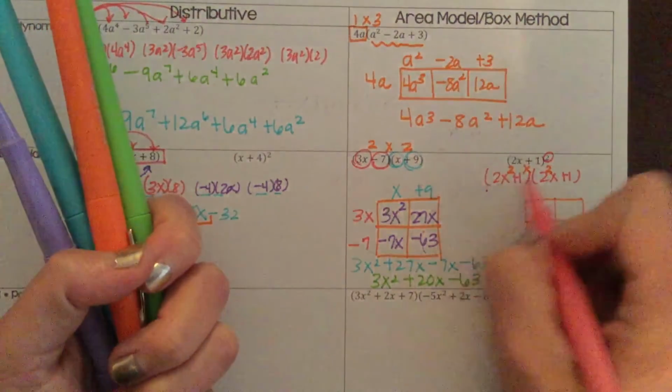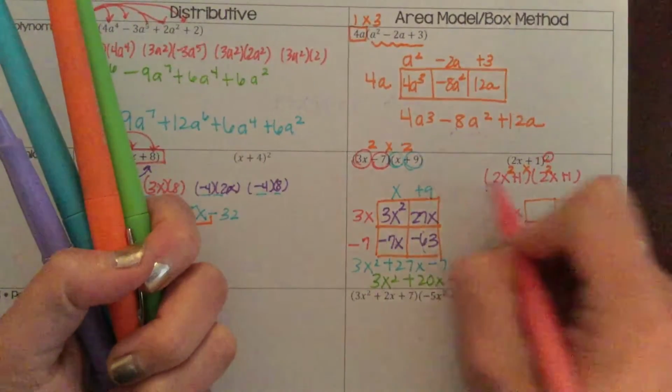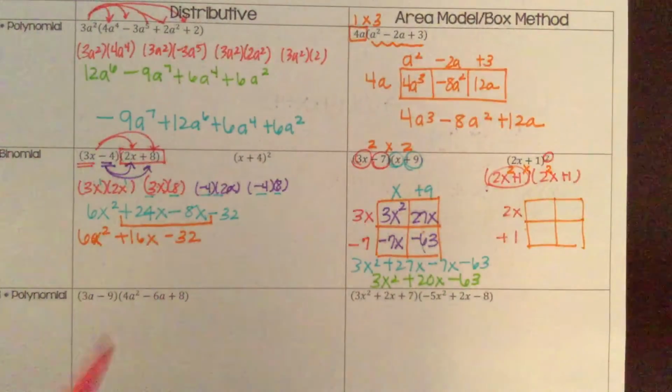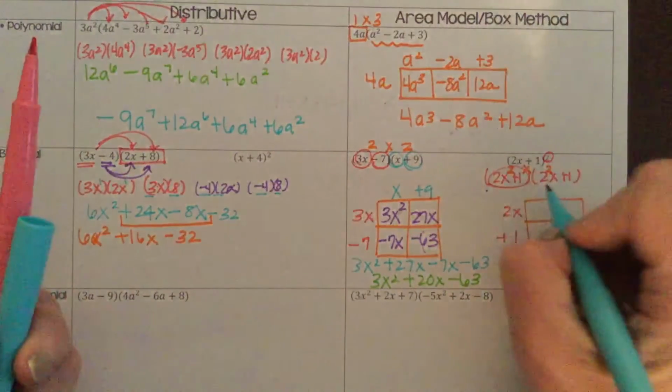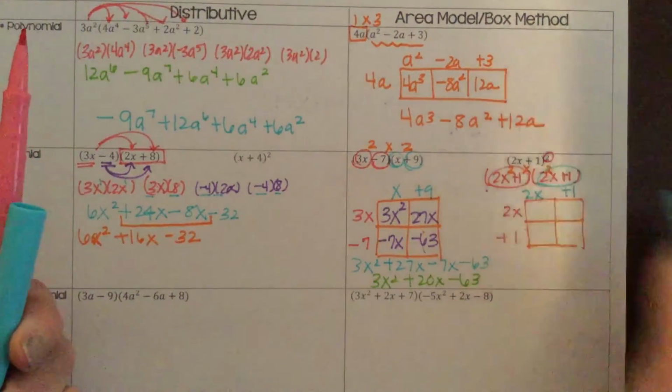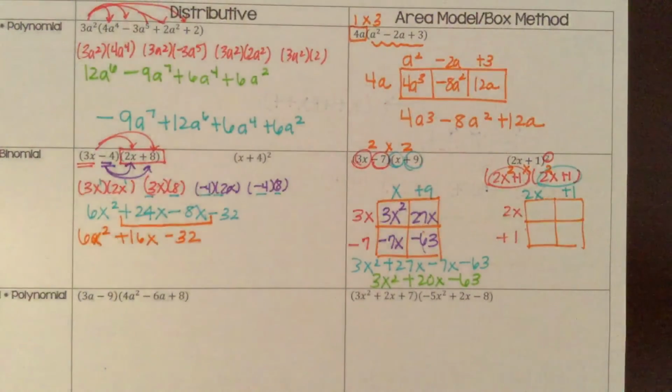Along one side, I will put 2x plus 1, the factors here. And along the other side, I will put the 2x plus 1, which is from this factor. And again, we multiply the length and the width to fill in the box.